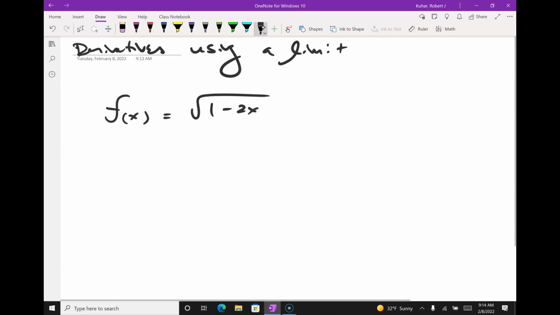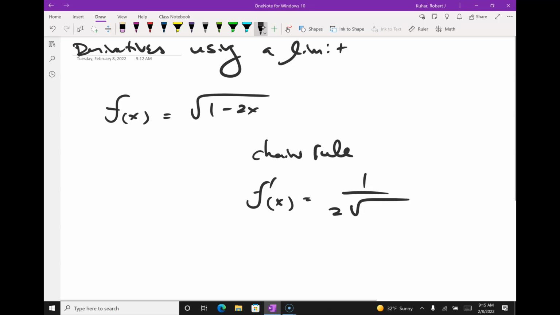You're not ready for this. This is in section 3.4. This is when I usually lose a couple of students, if I haven't lost you already. So by the chain rule, which we haven't learned yet, f prime of x is 1 over 2 square roots of 1 minus 2x times another negative 2. So we get a derivative of negative 1 over square root of 1 minus 2x.